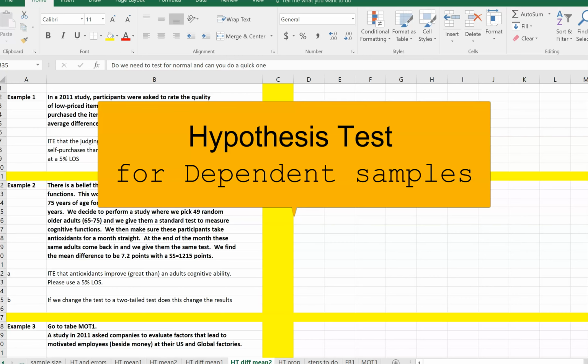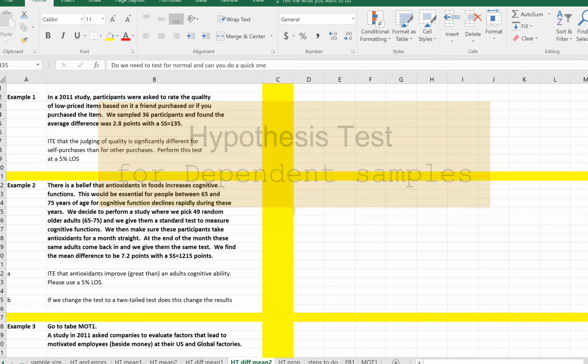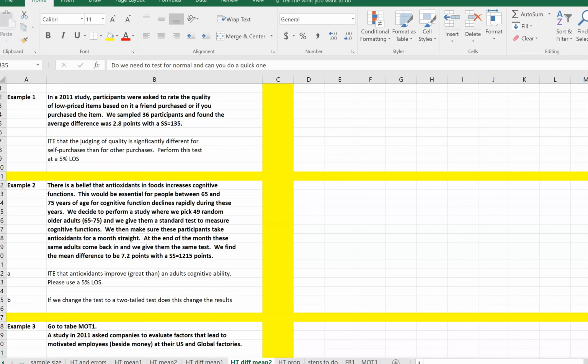Hello, everybody. We're going to talk about hypothesis testing for two samples, and we're going to talk about the hypothesis testing of means. But in this case, we're going to deal with dependent samples. What does that mean? Well, let's look at an example. We have this 2011 study, and we're looking to see if there's evidence that judging of quality is significantly different from self-purchases than other purchases.